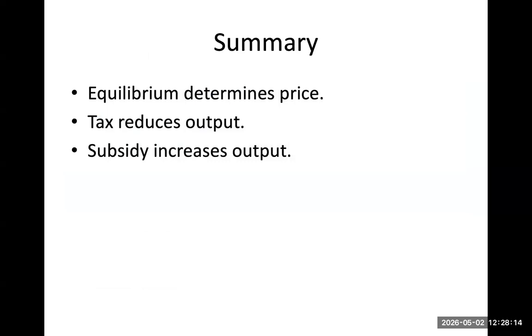Okay. Now we've learned that equilibrium determines the equilibrium price and equilibrium quantity when demand and supply meet. Taxes reduce output and subsidies increase what? Output.